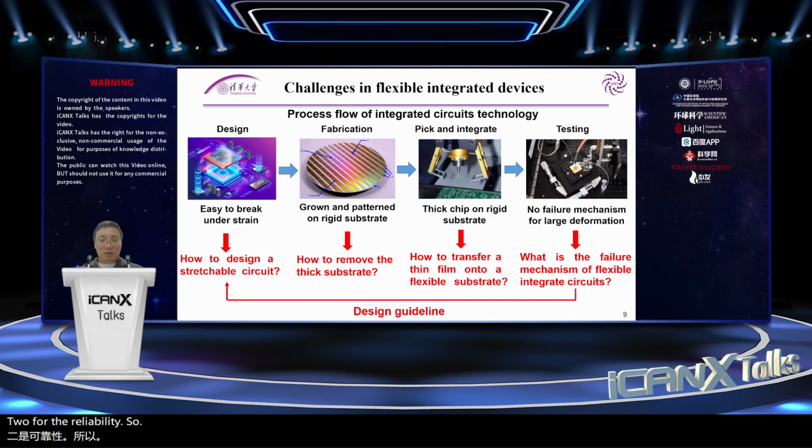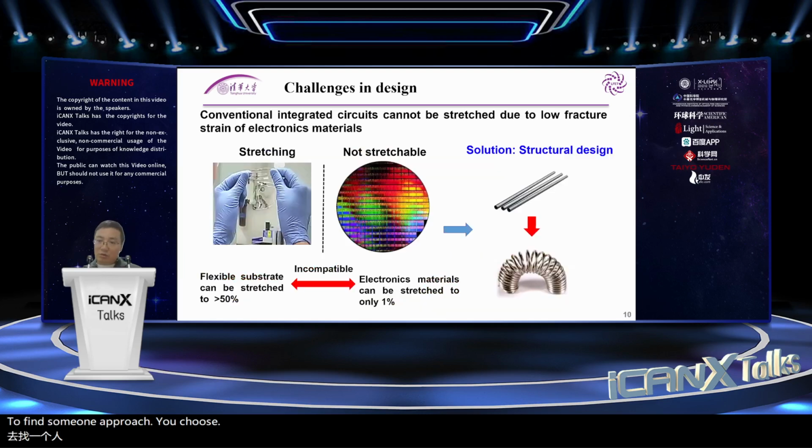So if we want to make the chip flexible, we have to answer these questions. The first is how to design flexible and stretchable circuits. The second question is how to remove the thick substrate, how to make the wafer flexible. The third question is how to transfer a very thin, flexible unit onto a flexible substrate. The fourth question is what's the failure mechanism of the flexible integrated device? So these questions lead us to find some approaches to solve this problem.